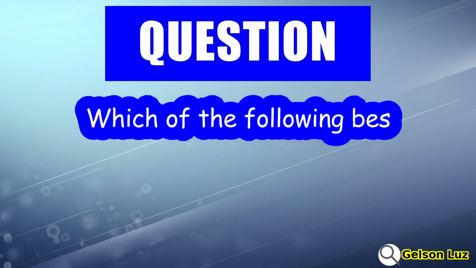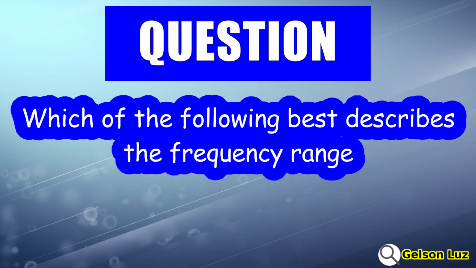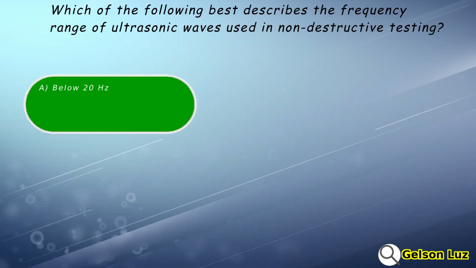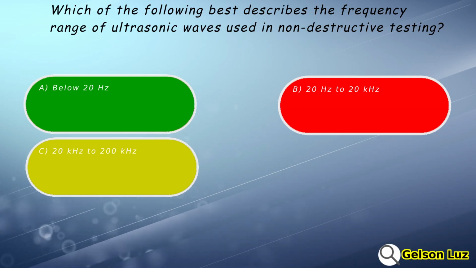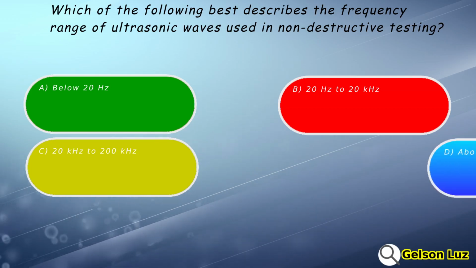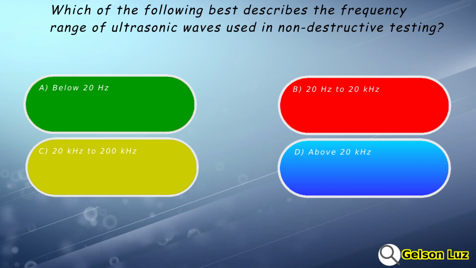Which of the following best describes the frequency range of ultrasonic waves? A. Below 20 Hz. B. 20 to 20 kHz. C. 20 to 200. D. Above 20 kHz. E. 1 to 10.